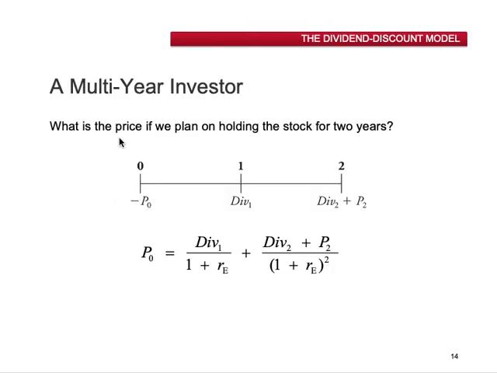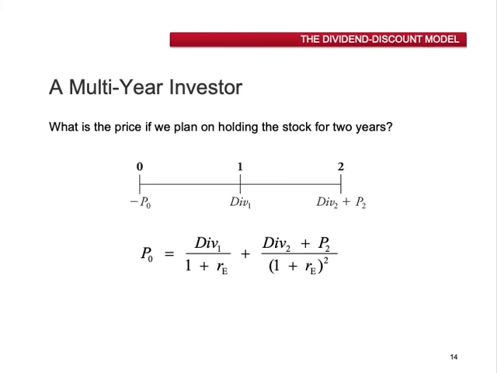Now, what is the price if we plan on holding the stock not for 1 year but for 2 years? Okay, when investors have the same beliefs, the dividend discount model states that for a time window of 2 years, the stock price would satisfy the following equation. That means that the price of the stock is equal to the present value of the first dividend payment, the second dividend payment, and the expected stock price at the end of year 2.